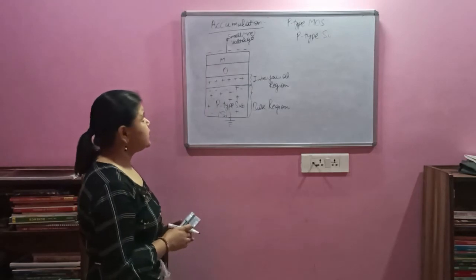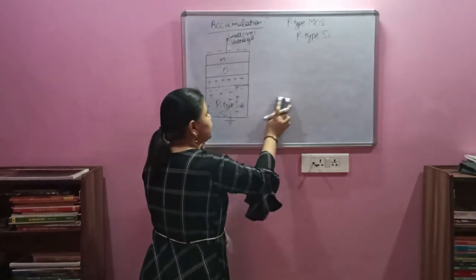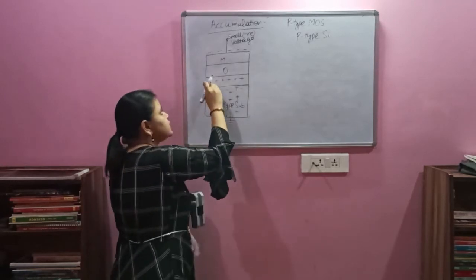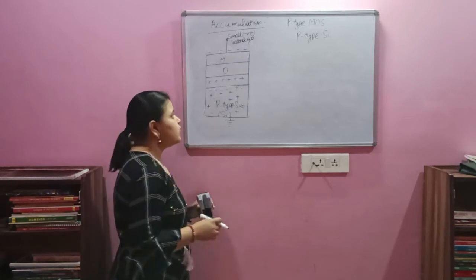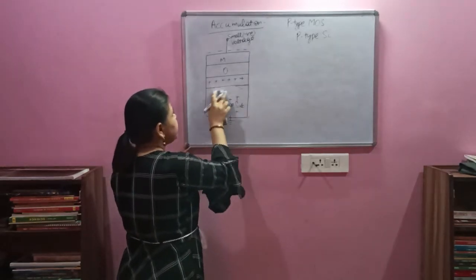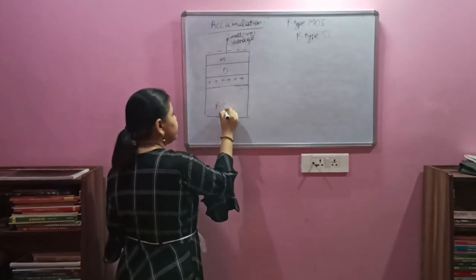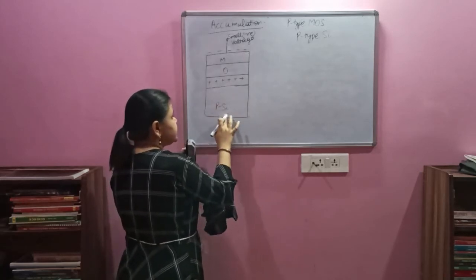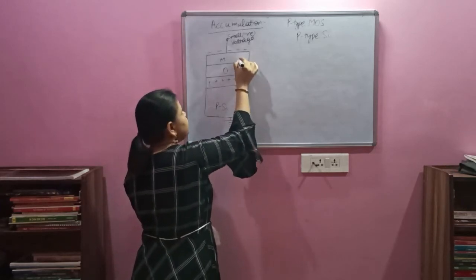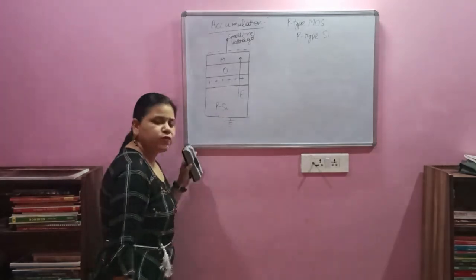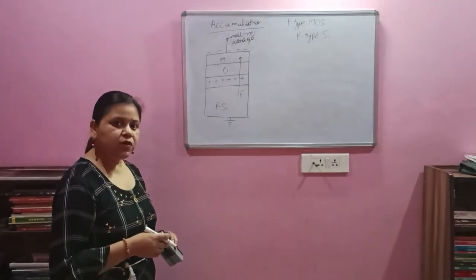So now what is happening in this accumulation? Basically, accumulation means accumulating the majority carriers into the interfacial region. That is the accumulation. And now what is happening over here? We are applying a negative voltage and the substrate is ground. So the electric field generated will be from the substrate, from higher potential towards the negative or the lower potential.